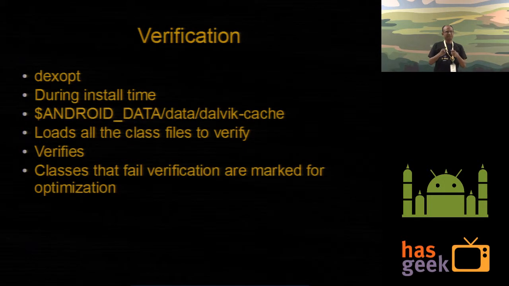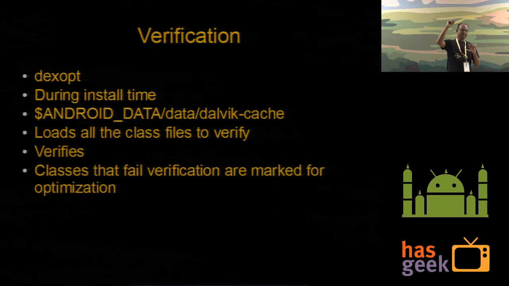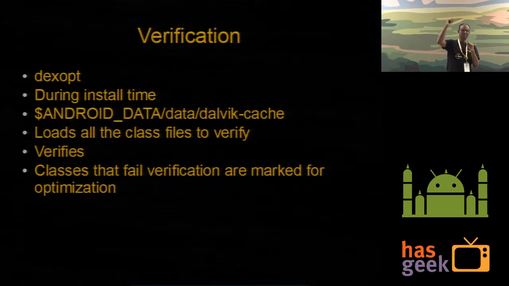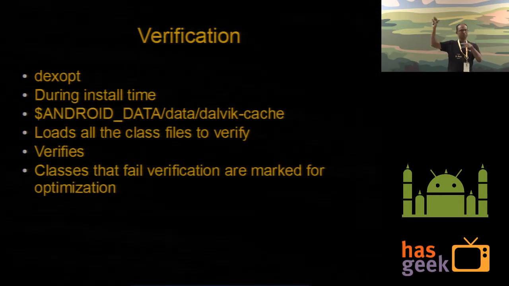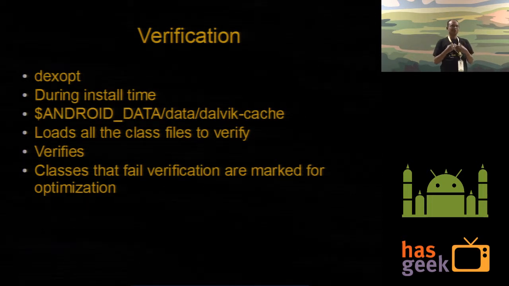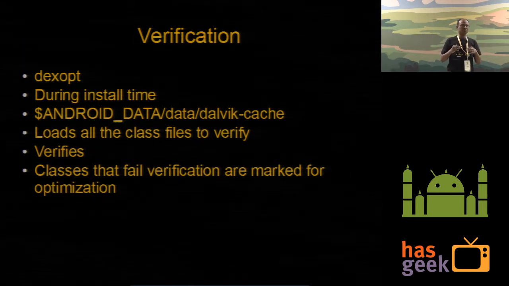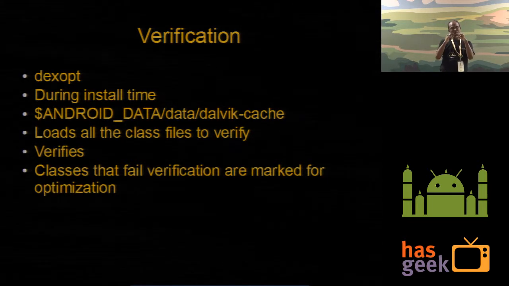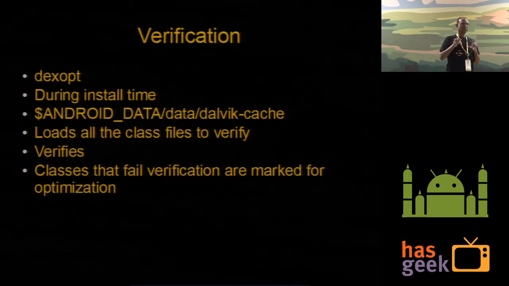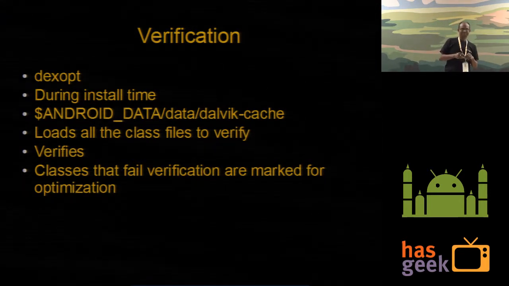And if it could not verify a class, if it could not find some class, or if it finds something illegal, it marks a flag in that particular class file saying, hey, I could not verify this. It probably is not verified, so that it will give an error at runtime, because during install time it should not give an error message to the user. It is when that class is really used, when you are really using that app, that it will throw an error at runtime. It doesn't do that during install time.